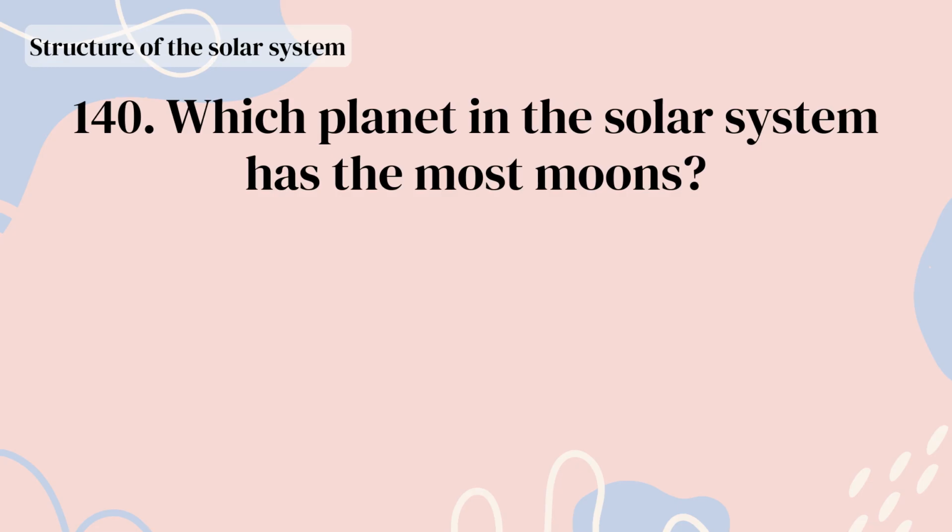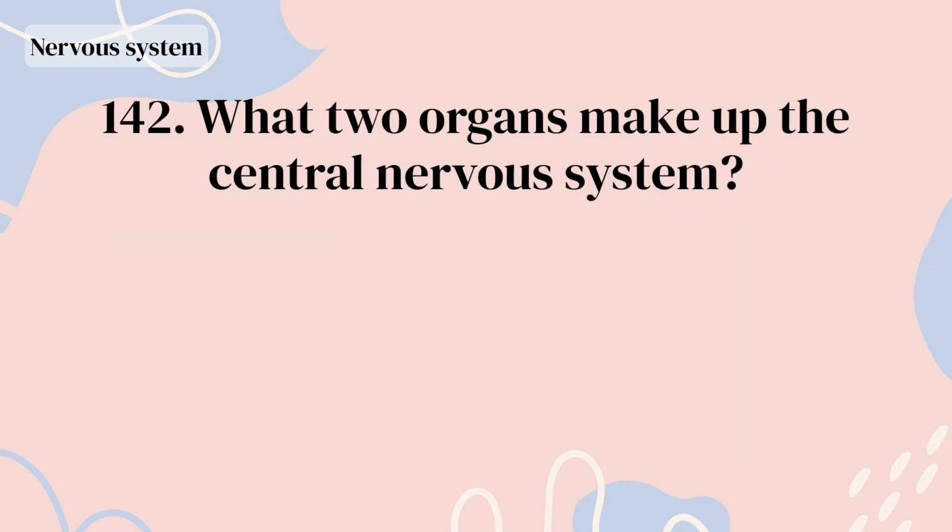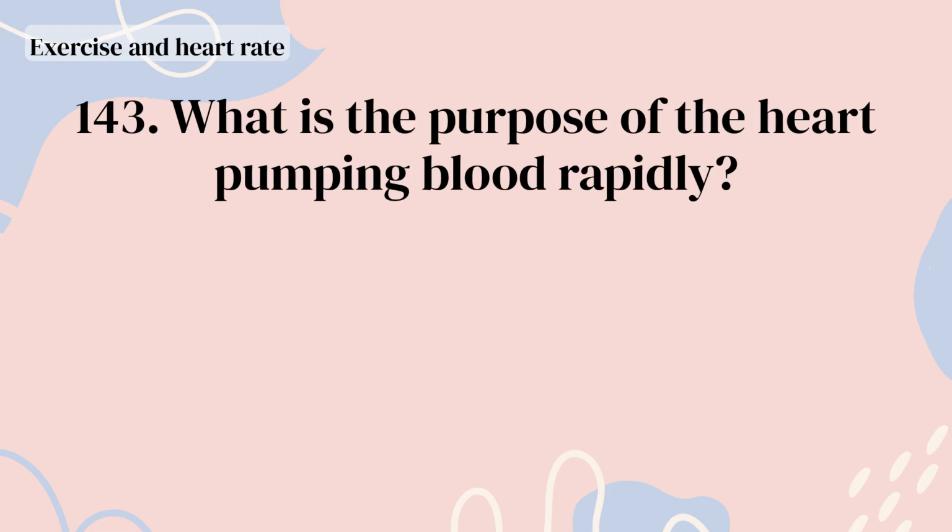Mitochondria. Which planet in the solar system has the most moons? Jupiter. The reflex of pulling your hand away immediately after touching a hot object is an example of what? Spinal reflex. What two organs make up the central nervous system? Brain and spinal cord. What is the purpose of the heart pumping blood rapidly?